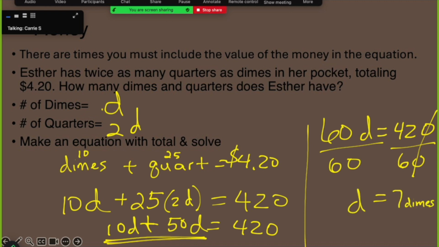Don't just write D equals 7. I need to know what that actually represents. How do I find out the quarters? Multiply it by 2. That's exactly right, because up here we said we had twice as many dimes. So we multiply that by 2, and quarters equals 14. And we put the units with it, quarters. And there is our answer.